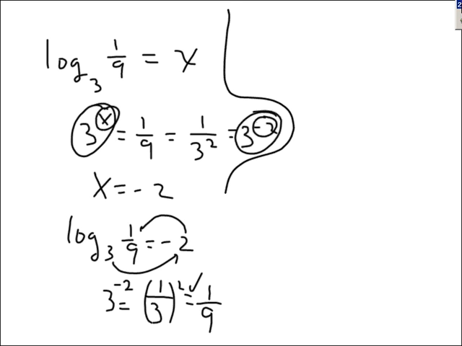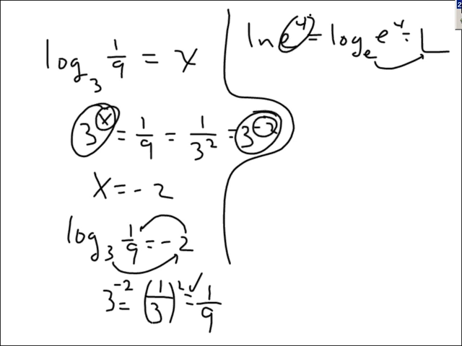If somebody were to ask you, what is ln of e to the 4th? Remember that ln is shorthand for log base e. This is asking, e to what power gives me back e to the 4th? 4. e to the 4th power equals e to the 4th power. How friendly of a solution that was.